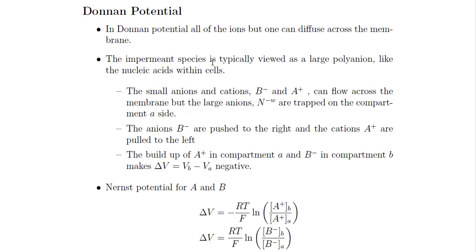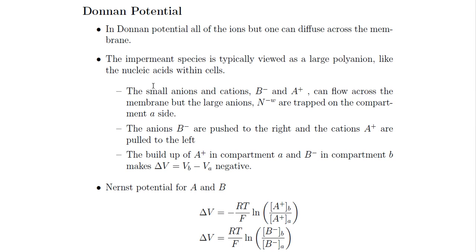So next we see the Donnan potential. In Donnan potential, all of the ions but one can diffuse across the membrane. So many ions can pass through the membrane. The membrane surface is typically viewed as a large polyion, like the nucleic acid within the cell. Okay, so in this one we are saying that ions in A can pass through to compartment B, and ions in B can also pass through to compartment A.